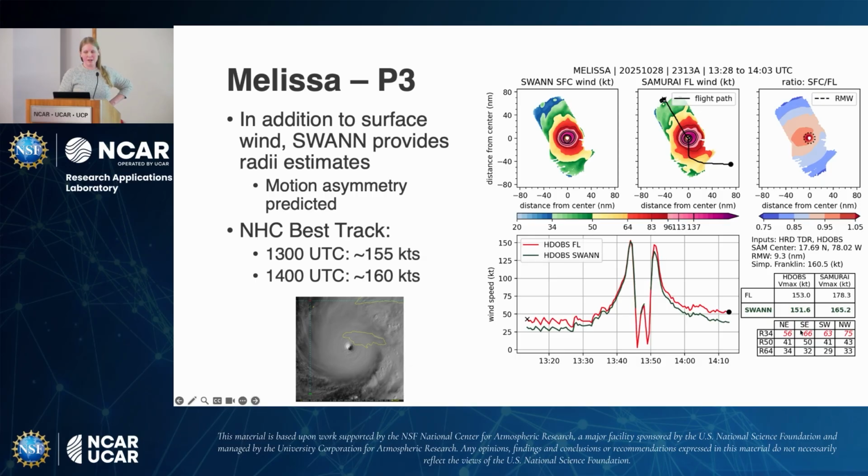And so the good thing about the model is, again, I mentioned that motion asymmetry. So here you can see this is the wind ratios again. So we see an asymmetric wind ratio pattern. So again, we're capturing closer to theory than you would with these static thresholds.